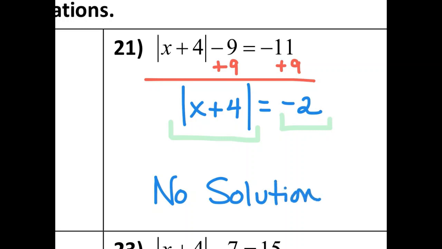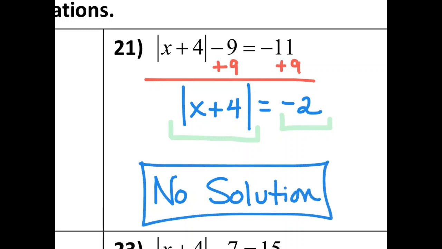Once you have decided that the answer is no solution or all real numbers, do not keep working. You could force this problem to give you an answer, but the answer would not be correct.